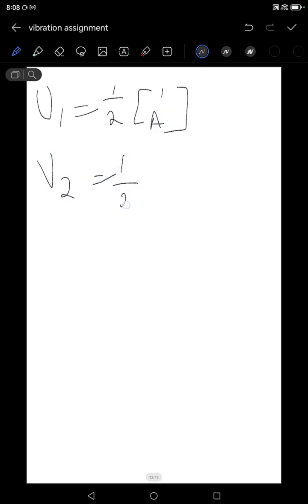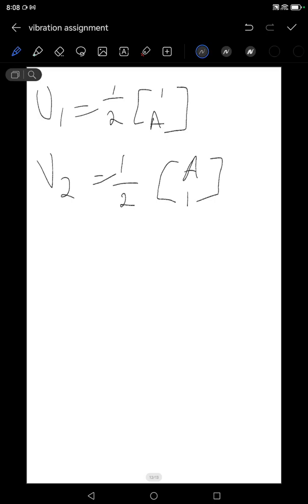So let's say our V1, we get it as 1 over 2 1a, and then let's say our V2, we get it as 1 over 2 a1. Let's say V1 and our V2, we find them like this.